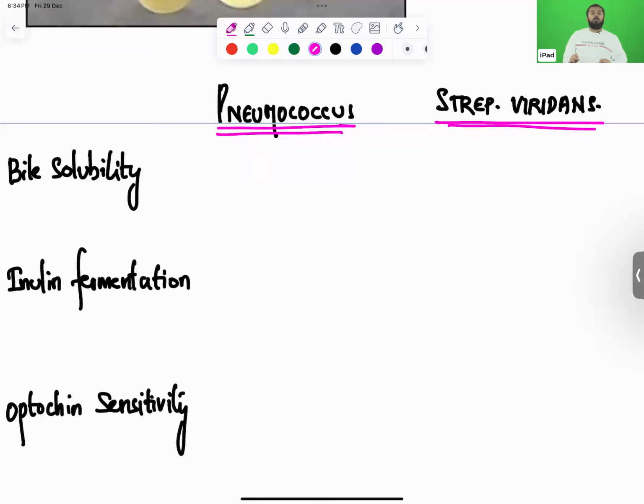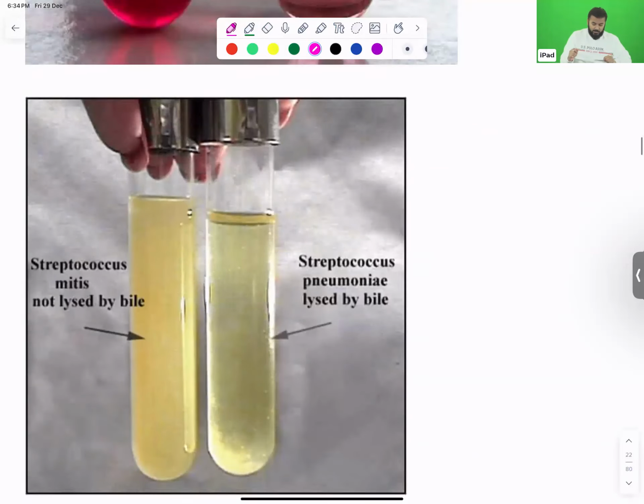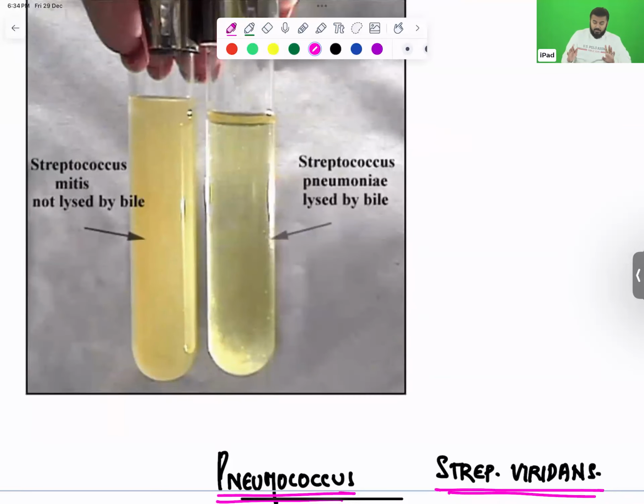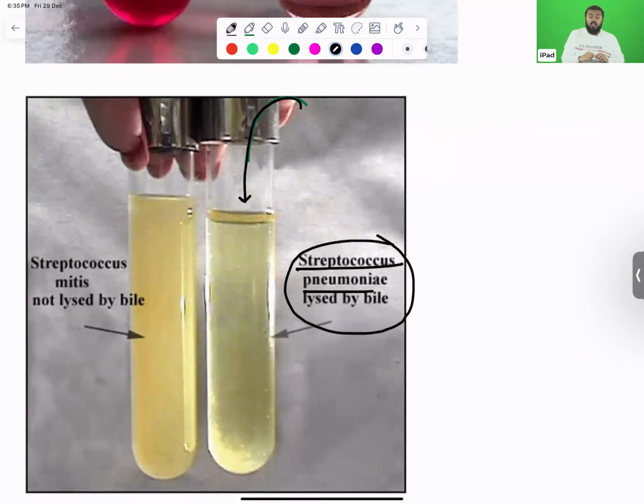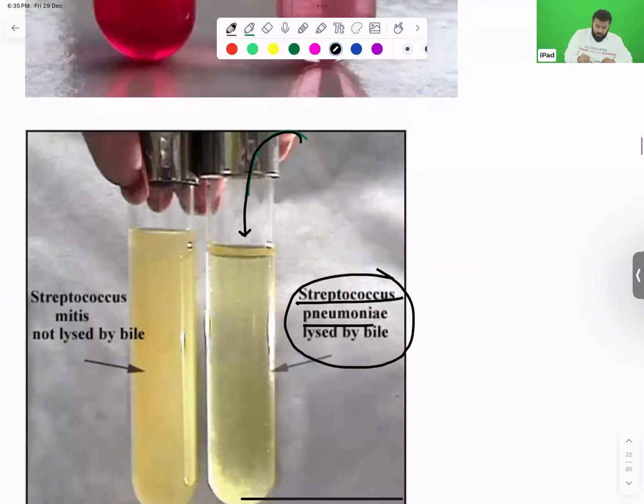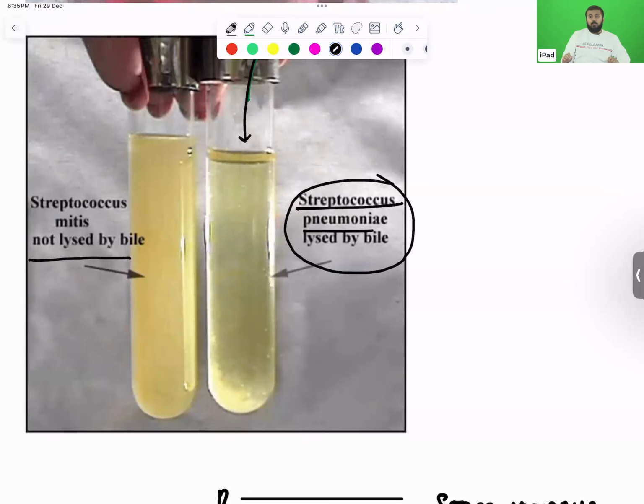Coming to bile solubility, what do you mean by bile solubility? Just look at this, all of you. For example, I have taken two test tubes with bile. Now, in one test tube, I have added Streptococcus pneumonia. What will the bile do? The bile will cause lysis of this Streptococcus pneumonia. Streptococcus pneumonia is lysed by the bile. If it is getting lysed by the bile, is it bile soluble or bile insoluble? Tell me. If bile is able to lyse this Streptococcus pneumonia, it is bile soluble. When it comes to the other one, like viridans streptococci, it is not lysed by the bile.